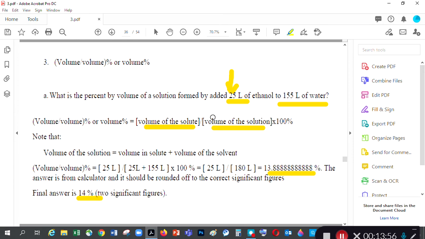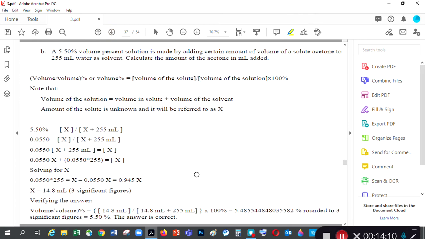So milliliter over milliliter percentage. Take the solute divided by the sum, 180, multiplied by 100, and it will give you the same 14%. Okay, let's go and look at another example here.